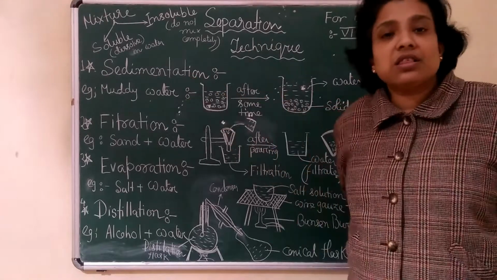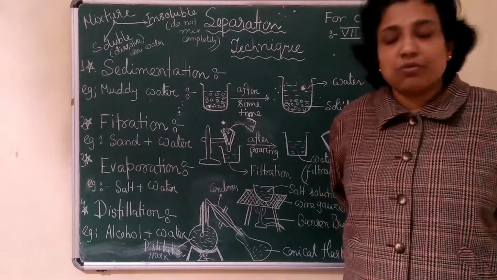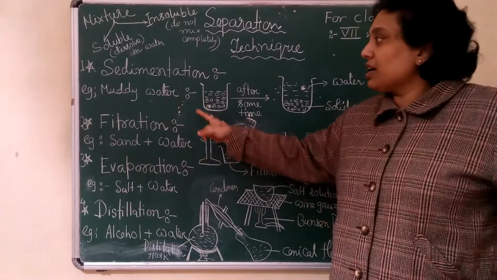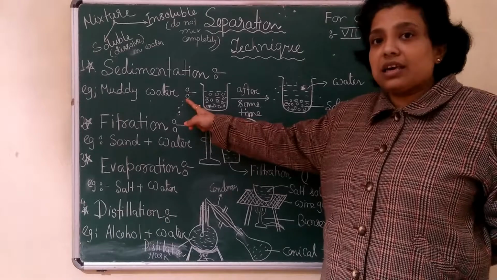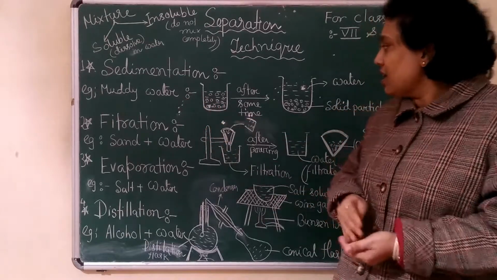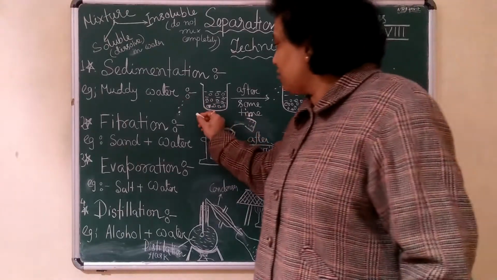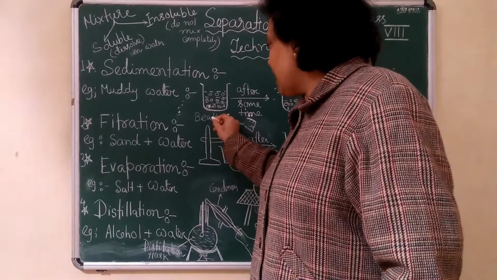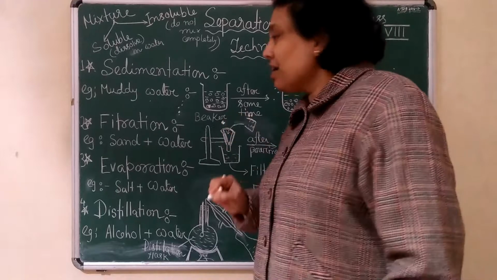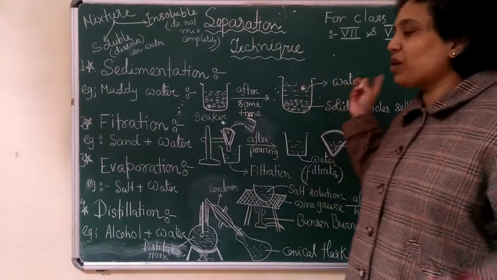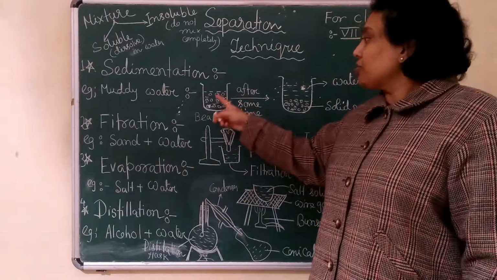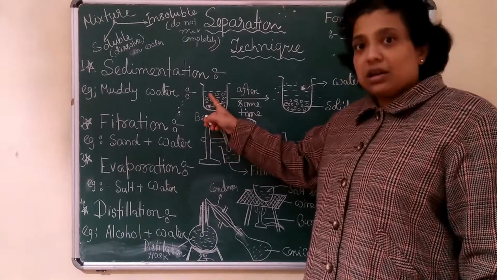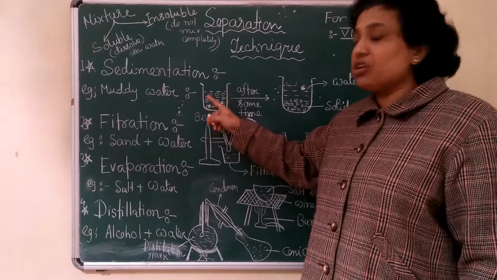Sedimentation. Sedimentation, in 7th standard, 6th standard also you have studied. For example, you will take muddy water. Muddy water, when you are taking in a beaker, this is a beaker. See, draw this diagram in this way during the exam time. If the drawing is proper, you can get some marks, because through a diagram you can explain the process very nicely. So this is a beaker where you have taken a mixture. It is muddy water, which is a mixture.